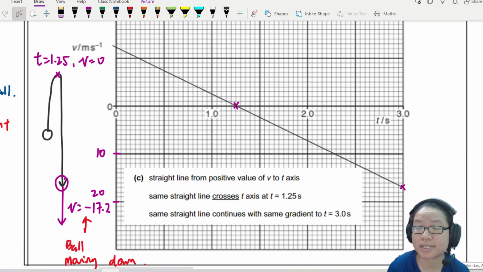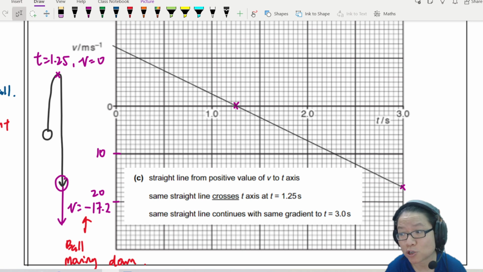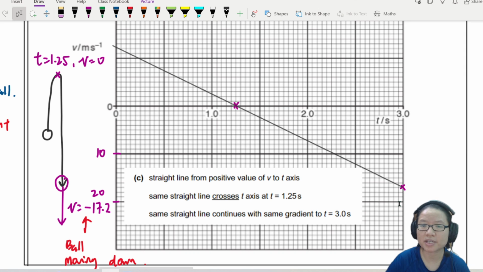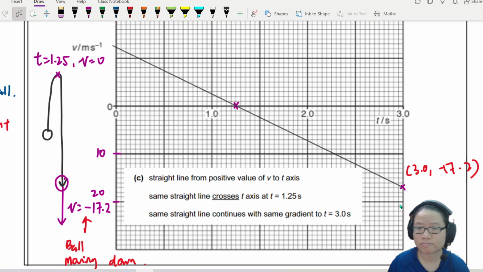This is an old question. It's from summer 15. As time passes, the questions get more and more strict. Later on, you need to pass through this coordinate. This coordinate needs to be 3.0, negative 17.2. Okay, so that will be safer.